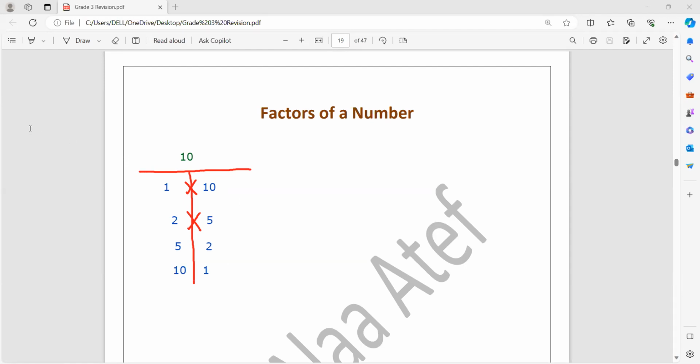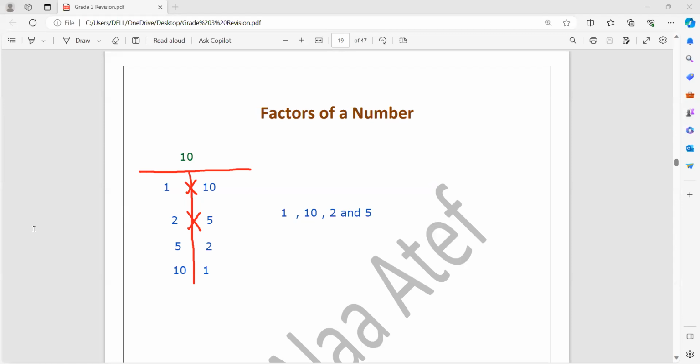So now we want to say what are the factors. These are the factors. So I have number 1 and 10 and 2 and 5. 5 is repeated, so I'm not going to say it again. 2, we just said it. 10, we said that we have 10. 1 also is repeated. So if I ask you what are the factors of 10, they are 1, 10, 2, and 5.